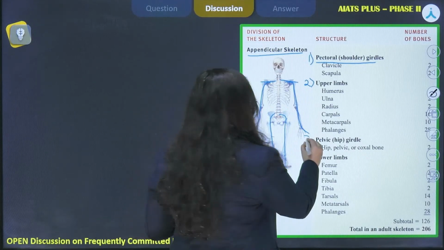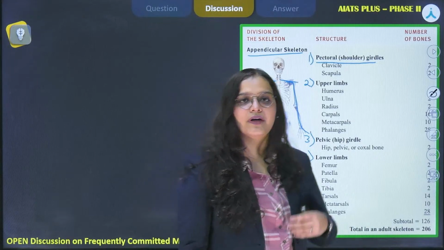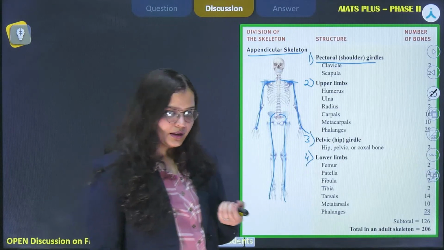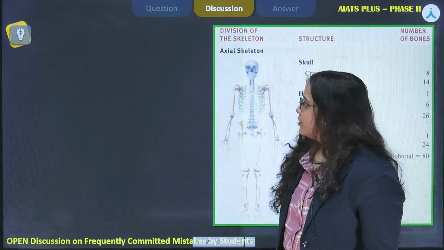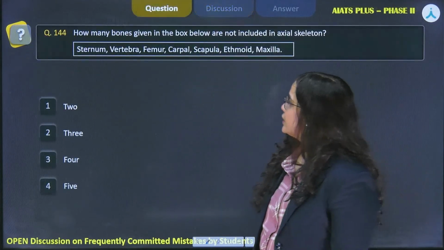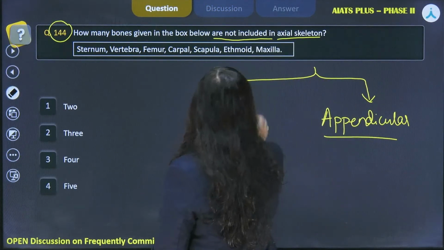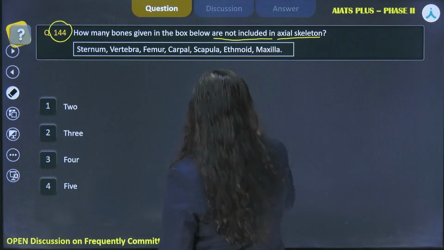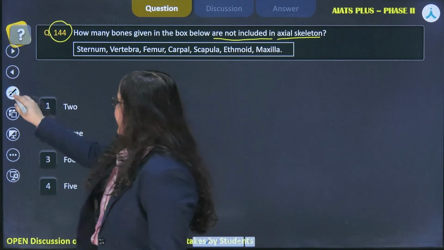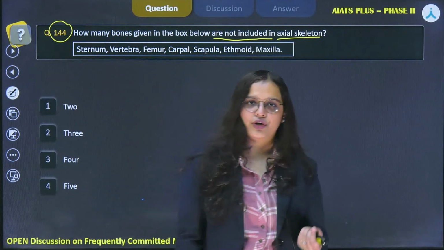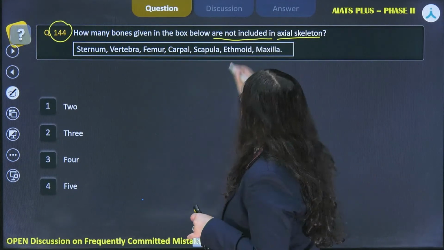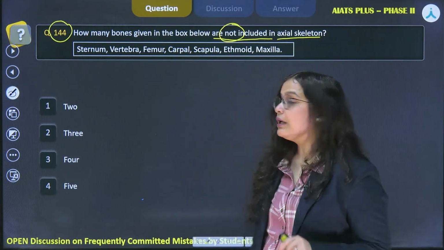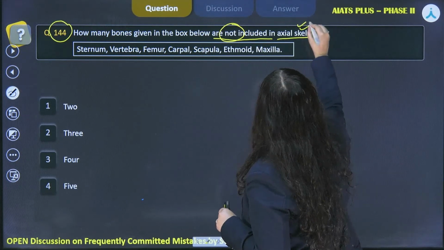So the easy way to remember this is that we have our limbs and girdles, which are categorized as the appendicular skeleton. So now we go back to our question to figure out which of the given bones are not included in the axial skeleton. Dear students, it is very important that when you read the question, you focus on the details of the question. For instance, it is written that we need to choose the bones which are not included in the axial skeleton.